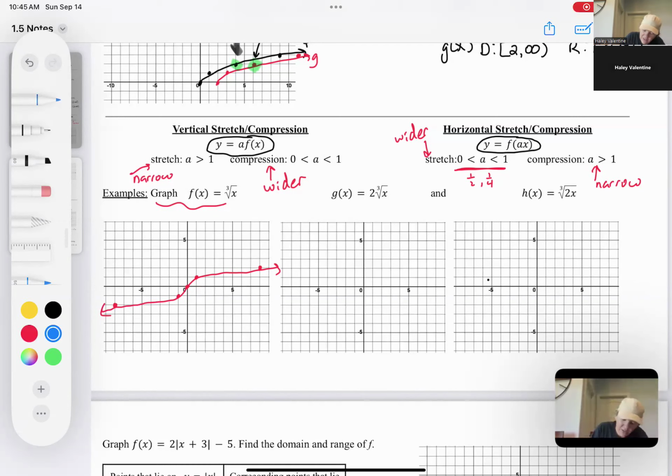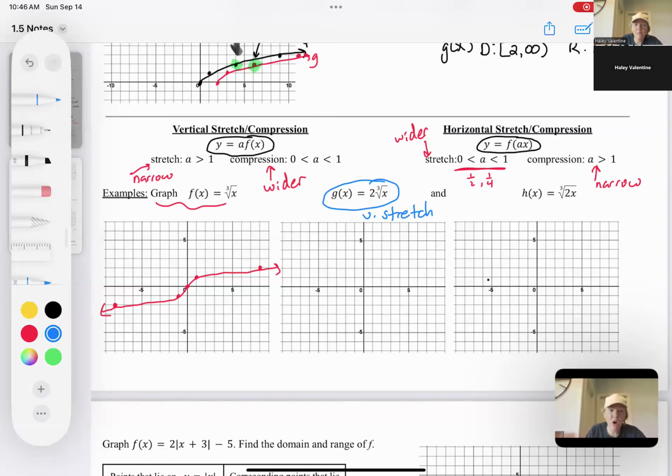Now let's graph g. g has a 2 outside of that cubed root. Because it's on the outside, that means it is vertical. I'll just use a V for vertical. So I know something is changing up and down, but that 2, we just have to think about multiplying it by 2. Oh yeah, that means it's going to get bigger. It's going to be taller. It's going to stretch it. This is an example of a being greater than 1.